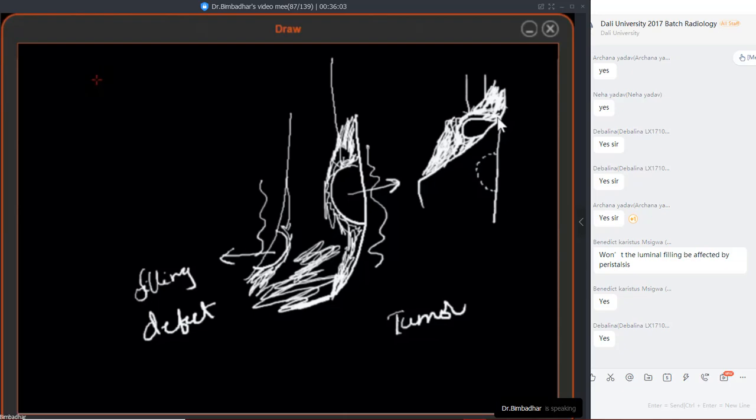Let's try to imagine that this is the esophagus, okay? And let us say there is a diverticulum that is formed around the esophagus. Yes or no? Right? So what happens is that when I'm trying to give the barium, what it does is like this.